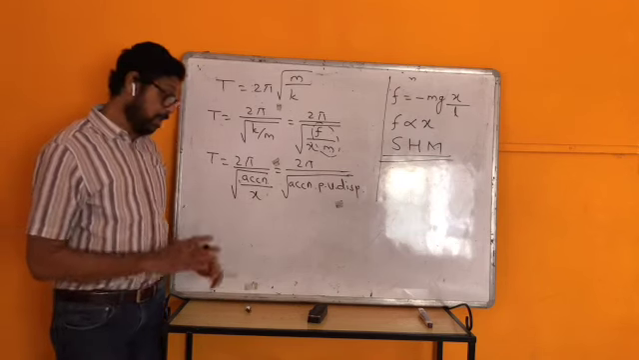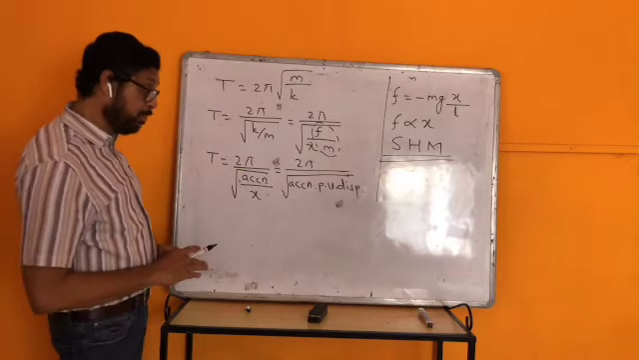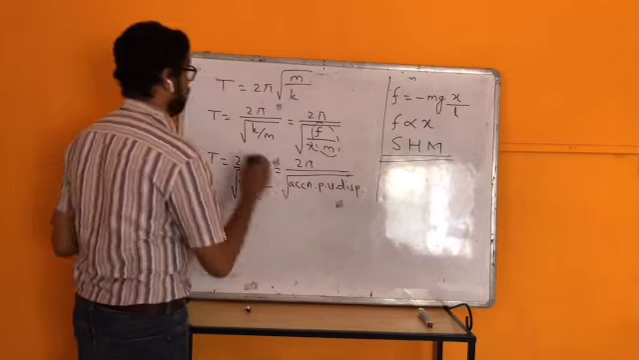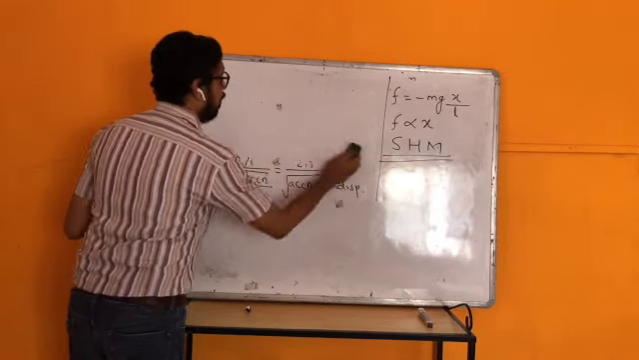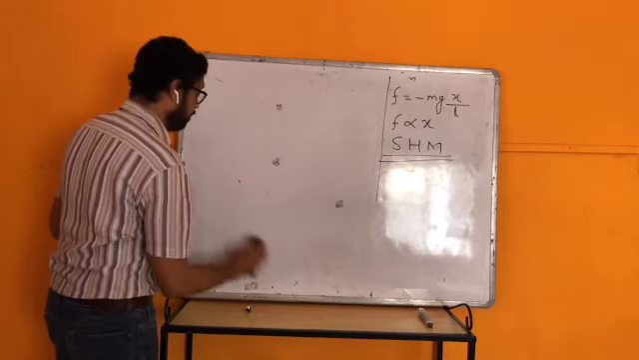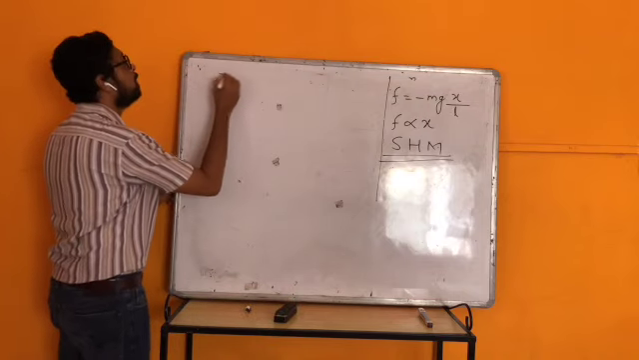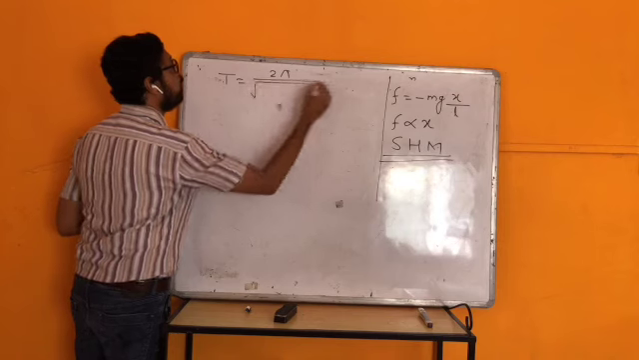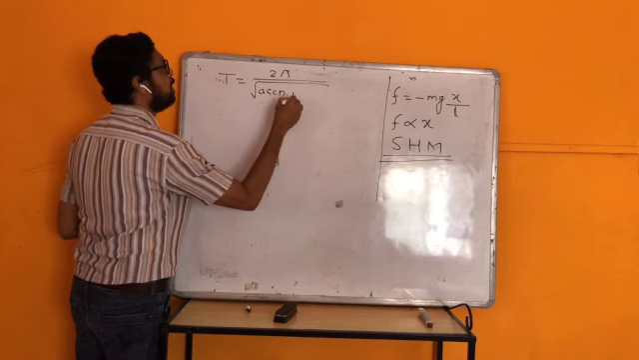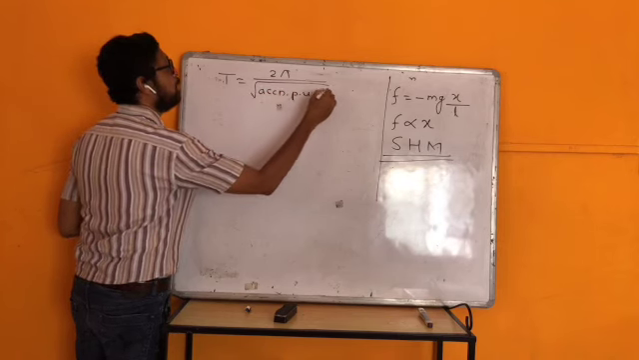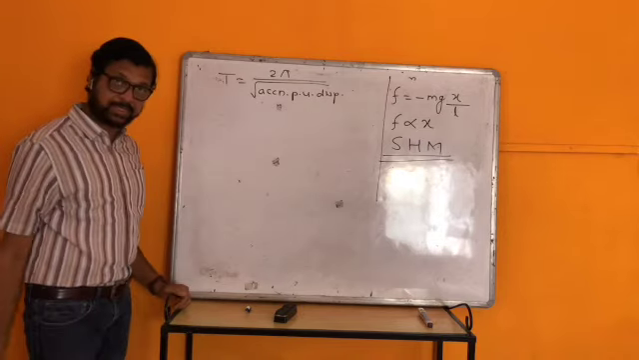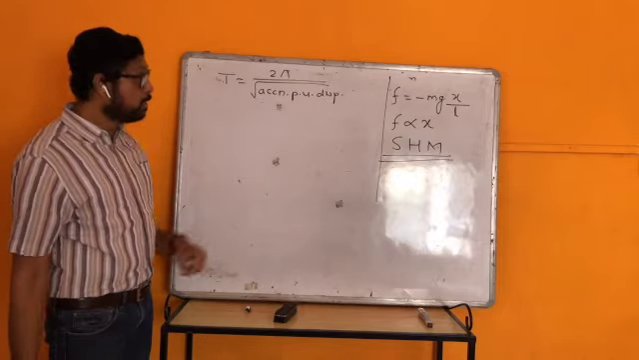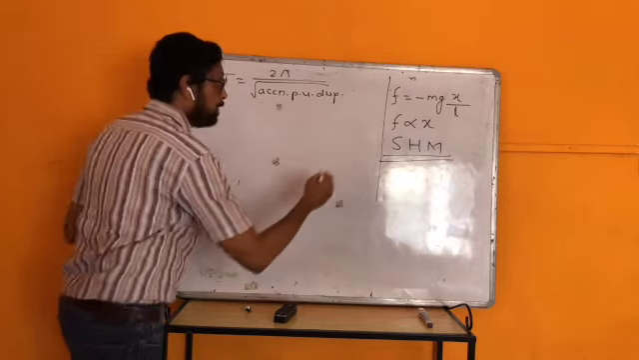Correct? Now let us come back to simple pendulum. We have to find the periodic time of the simple pendulum. So for a simple pendulum, T is equal to 2 pi upon under root acceleration per unit displacement. Correct? We have to find the periodic time of the simple pendulum. Now, we have derived this formula.